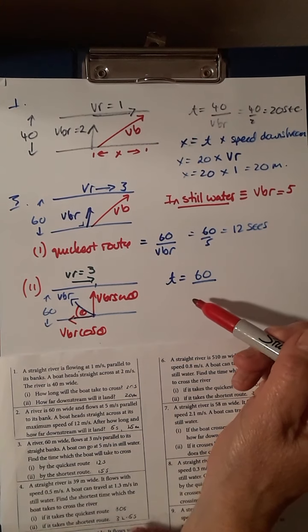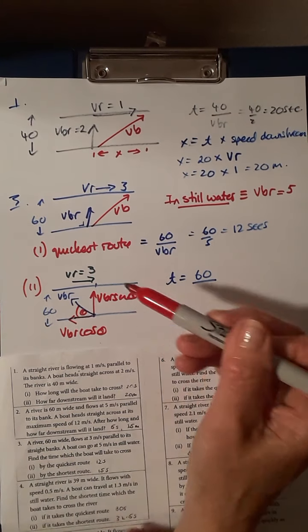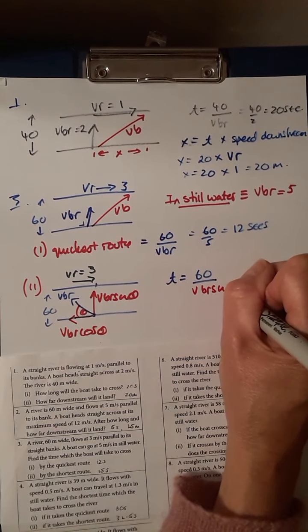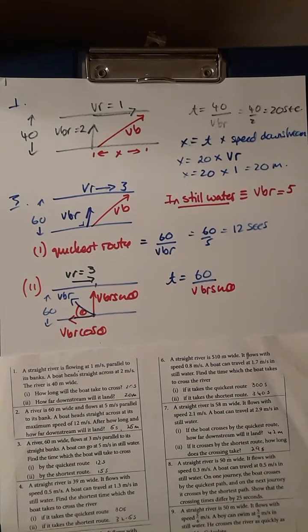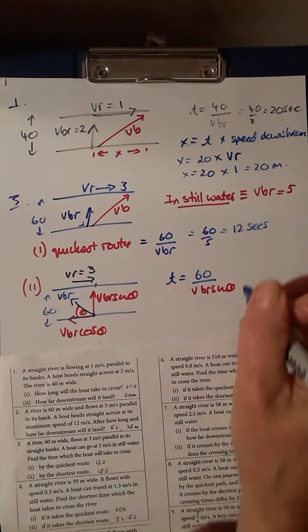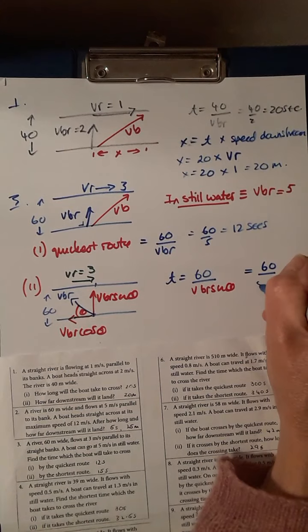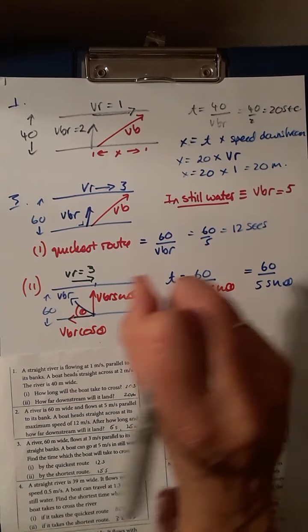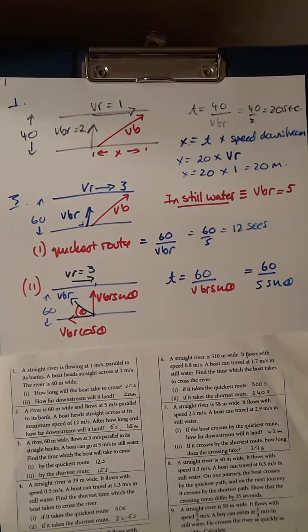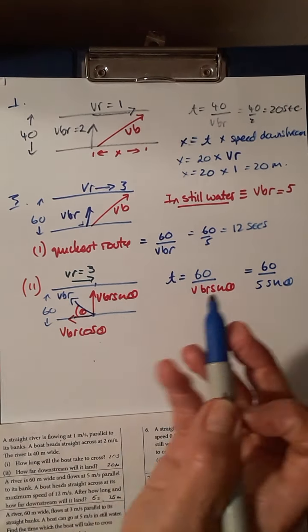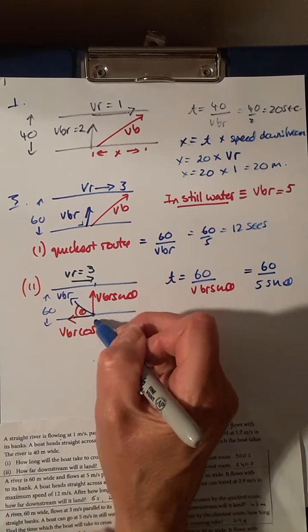The one that takes it across the river is the VBR sine theta. So that's 60 over VBR sine theta. Right, the VBR sine theta is 60 over, VBR of course we know is 5, so your job is to find the sine of theta. So let's see what we have. What we do have is a triangle. So I'm going to draw this triangle here.